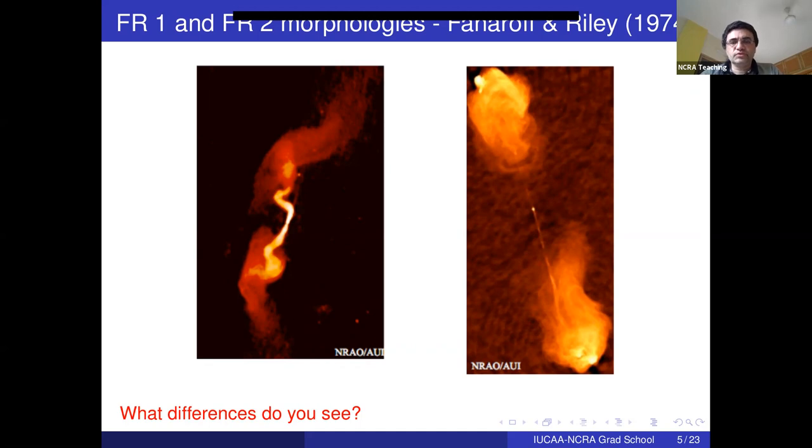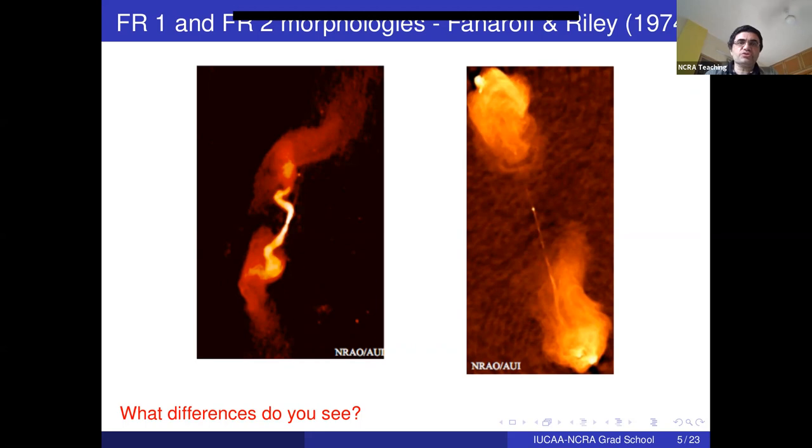Now, we have enumerated many of the differences that they saw, but that we cannot see with the naked eye. The one important difference which they used in their paper to actually separate them: they said, let us not separate by morphology. Yes, morphology is clear, but sometimes it is not obvious which is FR1 and which is FR2.